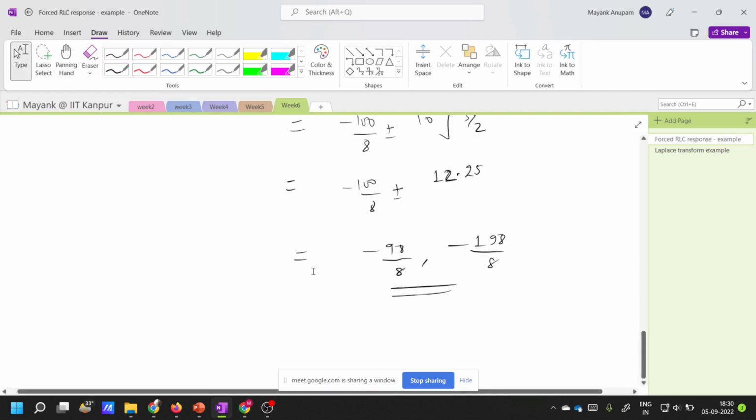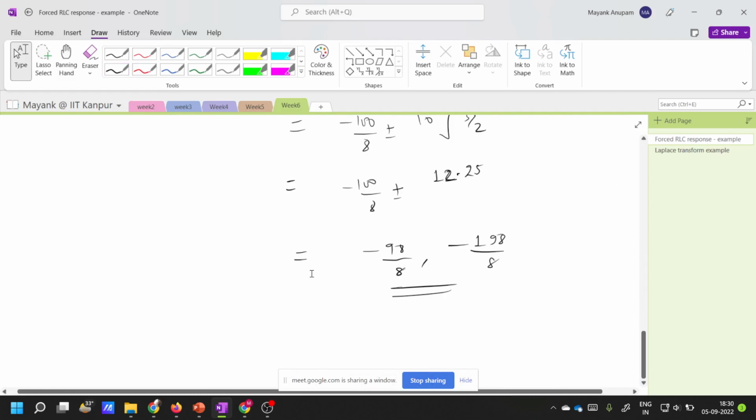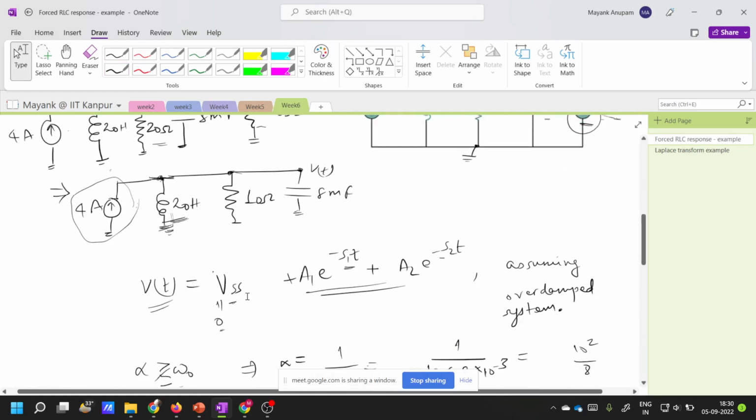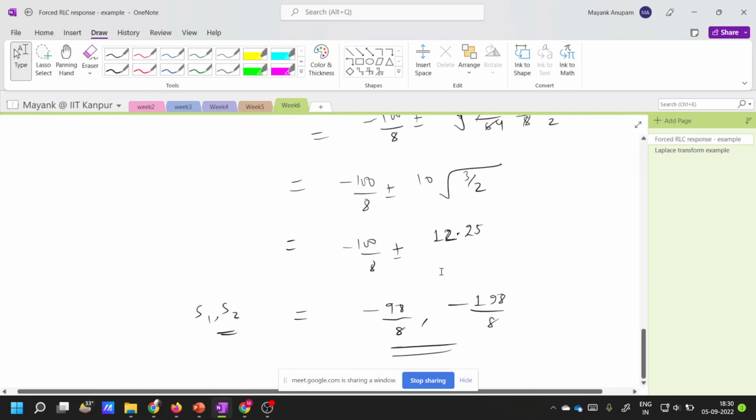Okay. Now this is done. I have found out the S1 and S2 here. Now what do I need to do? I need to find out... 100 by 8 is equal to 12.5. No, no, plus minus. Yes, sir. Oh, sorry. 12.5. My bad. This is not minus 98. This is minus 2. This is actually equal to minus 2 approximately.